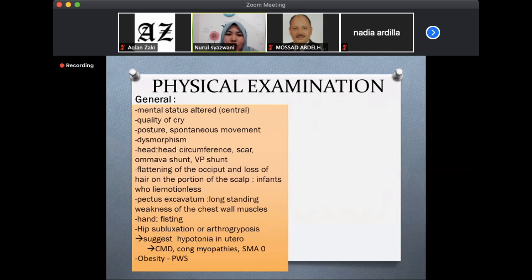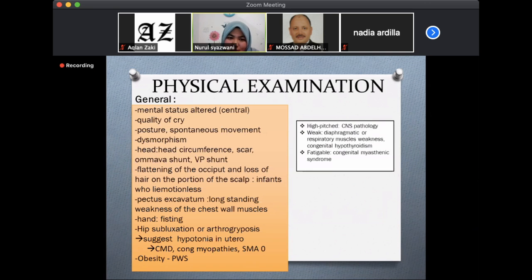Okay, for physical examination, in general, we can check whether the mental status is altered or not. It can point towards central causes. Then the quality of cry: if the infant has a weak cry, it may suggest respiratory muscle weakness, or congenital hypothyroidism. We also need to inspect the posture of the infant, which suggests hypotonia, and any spontaneous movement. We also look for dysmorphic features, the head circumference, any scar or shunts at the head. And the most obvious one is obesity in Prader-Willi syndrome.